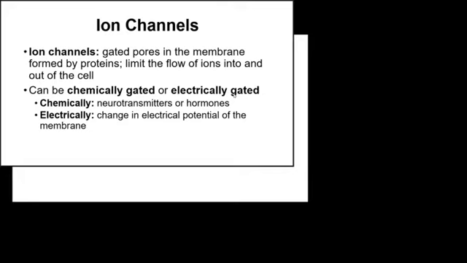And I already mentioned that these can be chemically gated, which means that they're controlled by either neurotransmitters or hormones, or they can be electrically gated, which means that they're controlled by some kind of change in electric potential in the cell membrane. As soon as one of those conditions is met, the channel can open up and allow things to flow through.